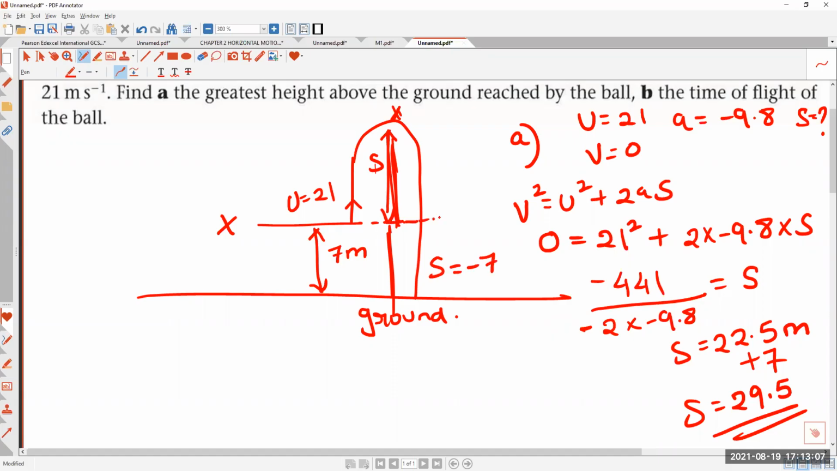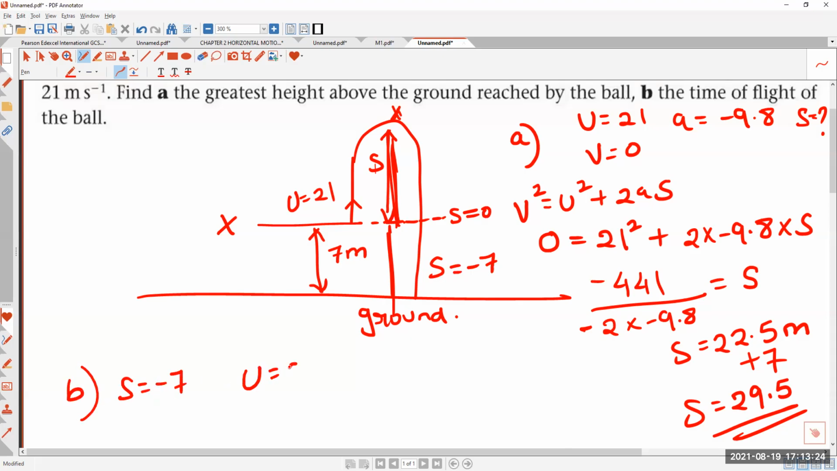Not 0. Here your s is not 0. The ball went below 0. How much did it go? 7 meters below from where it started. How much is that? Minus 7. Is this clear to everyone? Online? So now this B part. s equals minus 7 now.